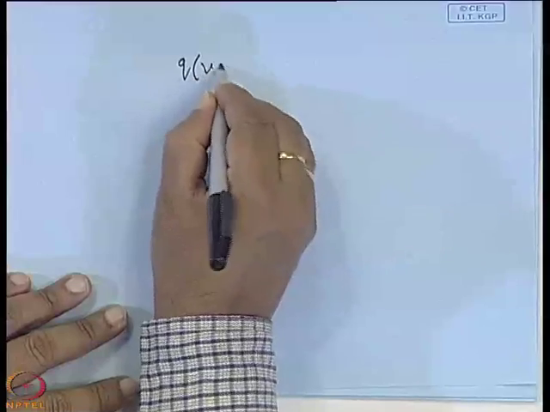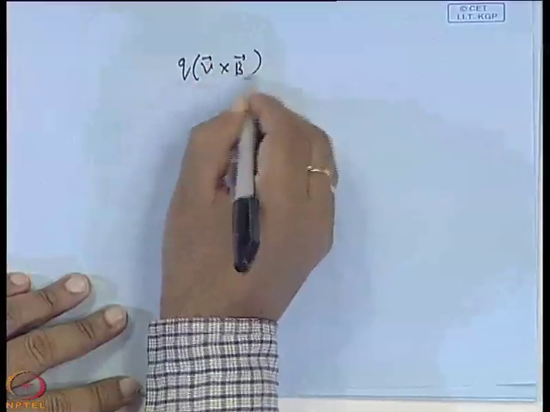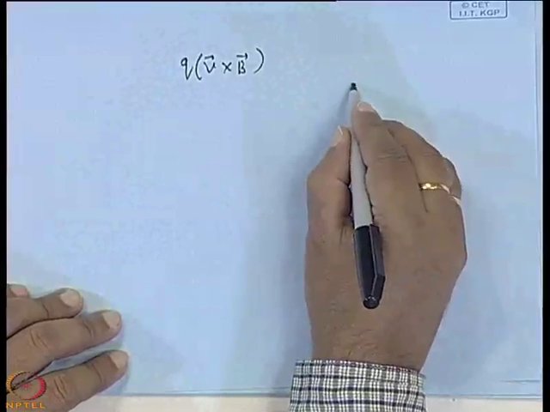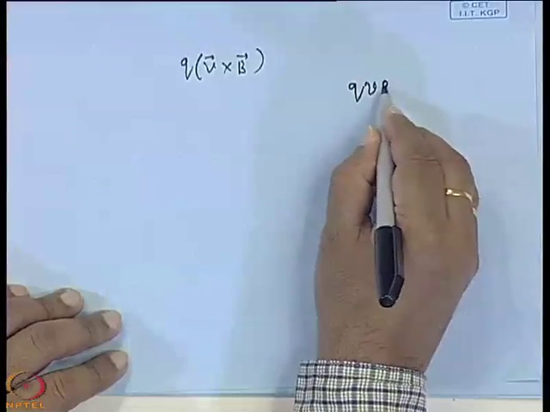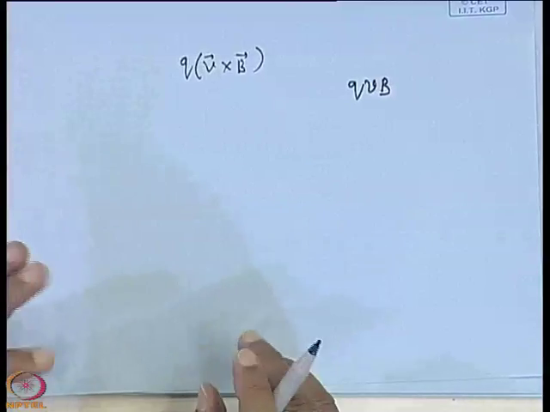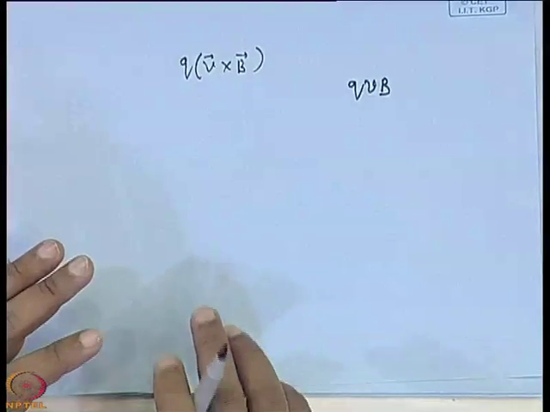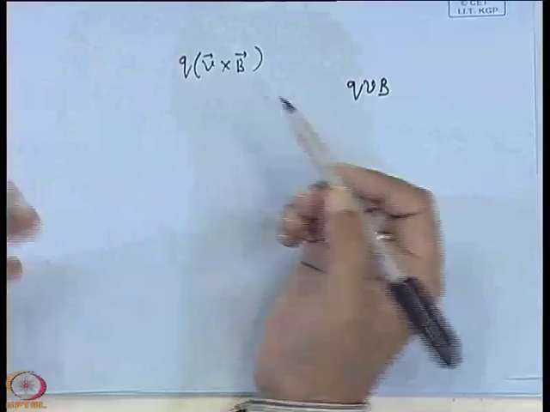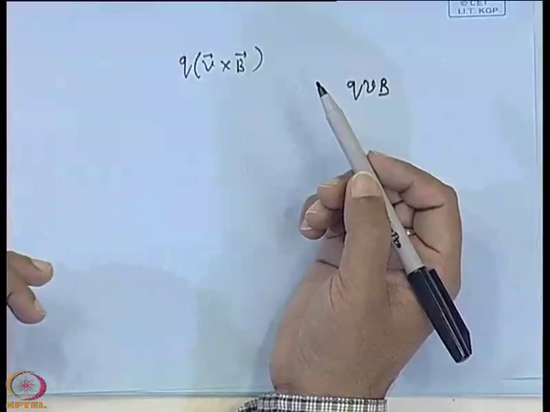Current and magnetic field are there. So, the force will be Q into V cross B, and obviously these are vectors. In one dimension we can consider that it is V into B. For a particular one-dimensional case, this can be replaced by the scalar product, not the cross product.